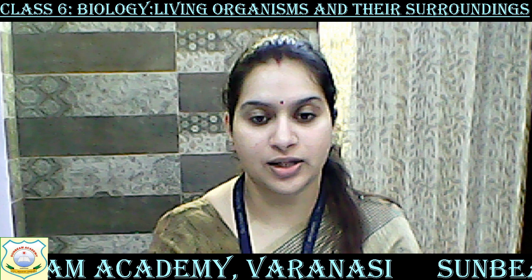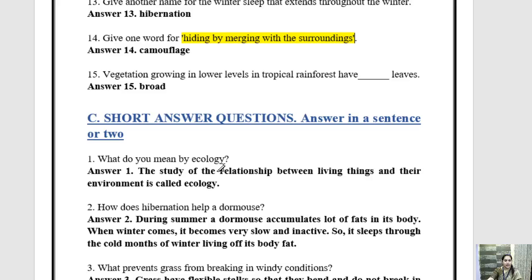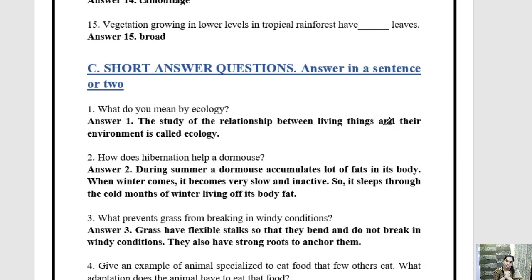Question number 1. What do you mean by ecology? So what is ecology? The answer is: the study of relationship between living things and their environment is called ecology. Basically, जब हम environment के बारे में पढ़ते हैं तो such study is called ecology. Okay, so write down: the study of relationship between living things and their environment is called ecology.